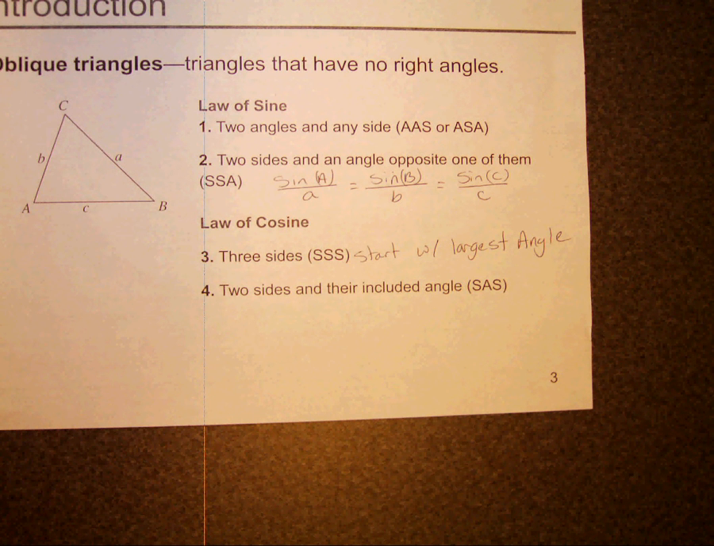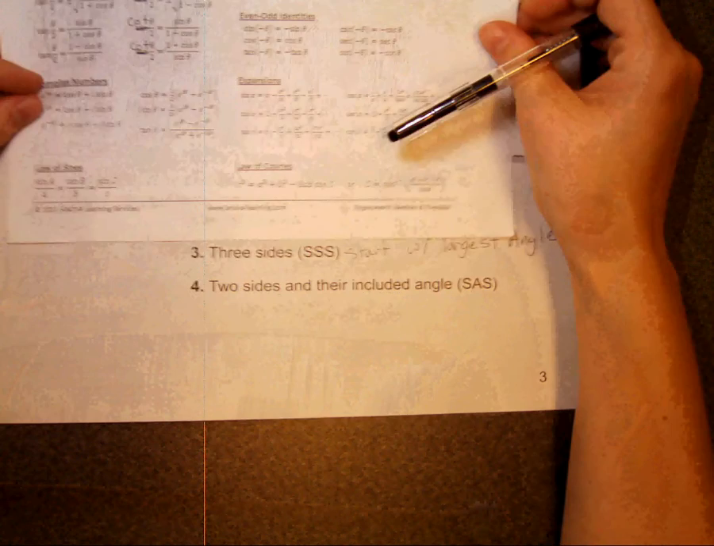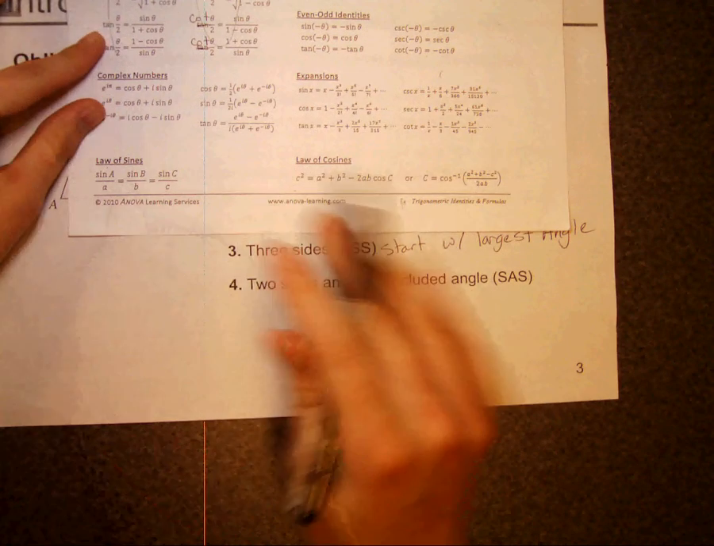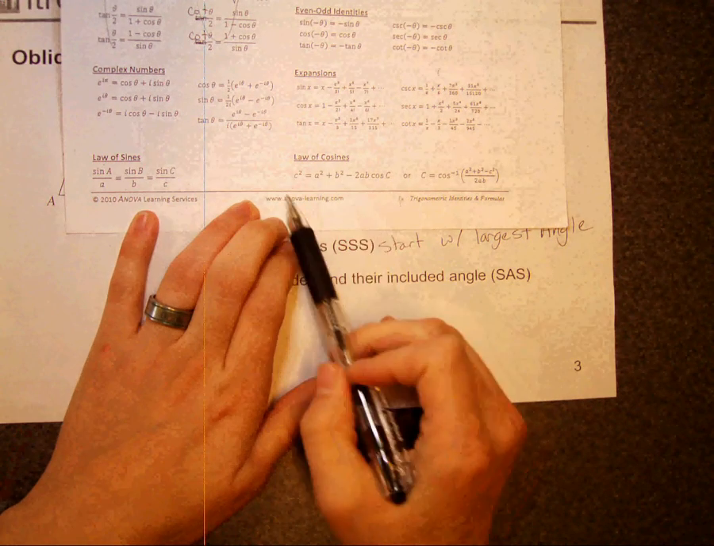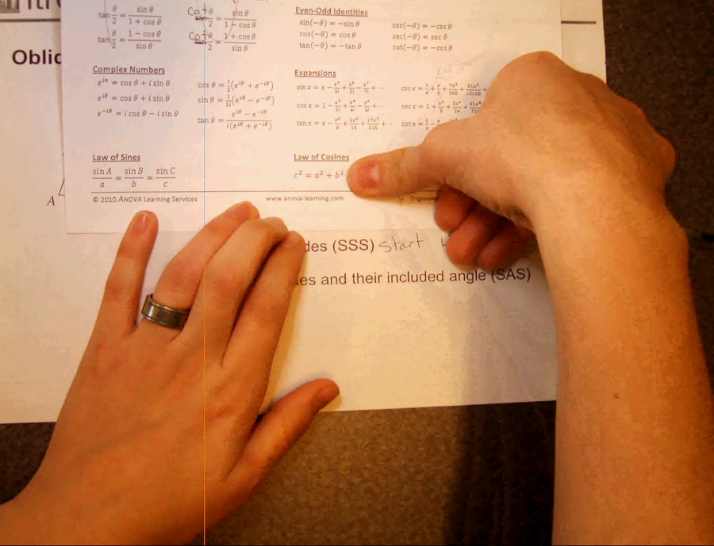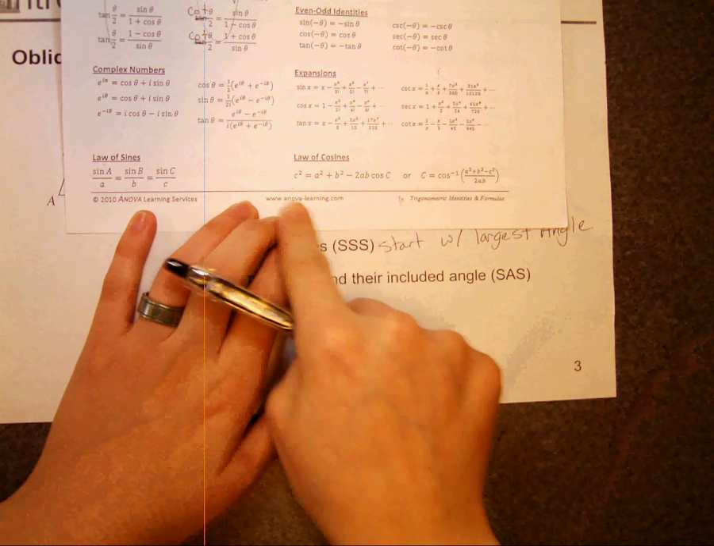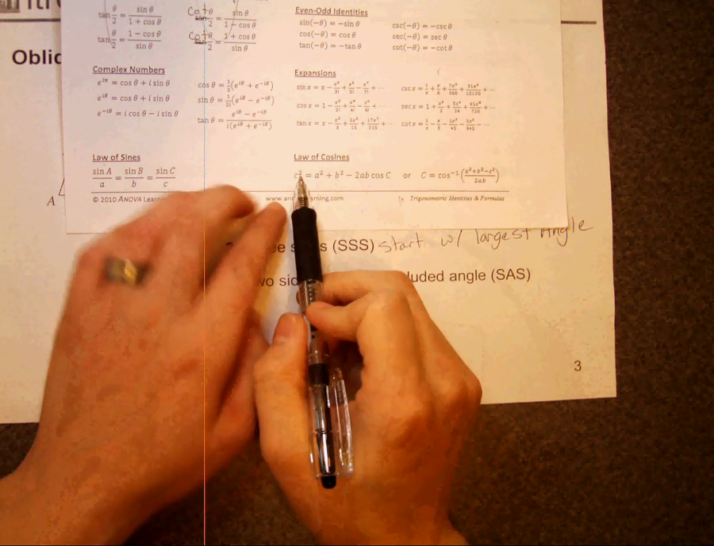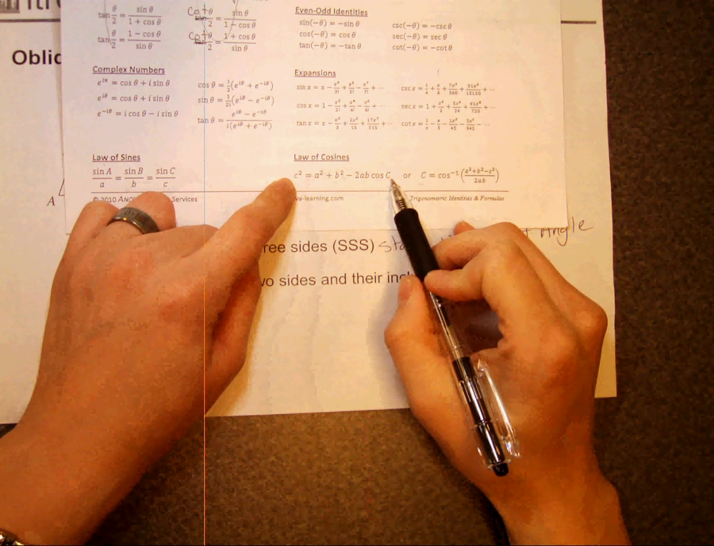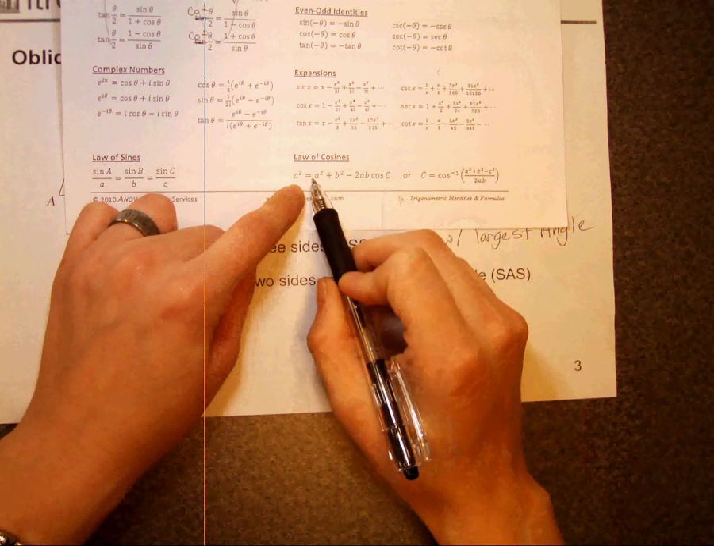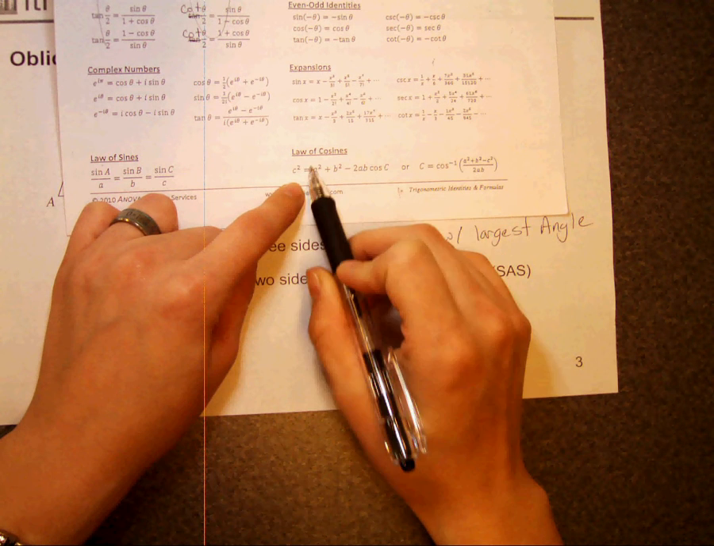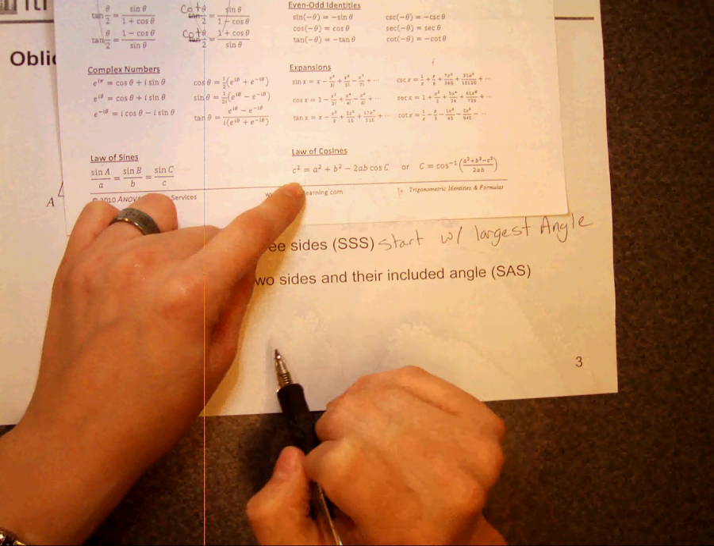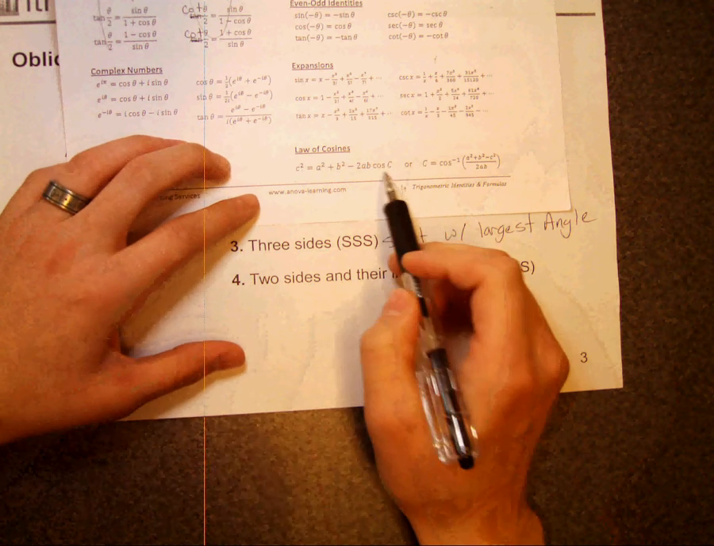If you look at your identity sheet, down at the very bottom, you have your law of sines and your law of cosines. The law of cosines, if you take this off, is the Pythagorean theorem, but this is the whole Pythagorean theorem. Notice that it's written in this particular way. I have C on the outside, and C is also the angle that I'm using. All the other letters on the inside are A's and B's.